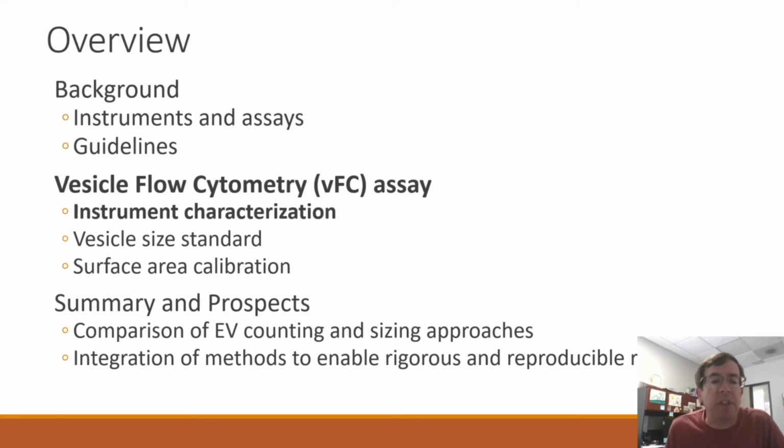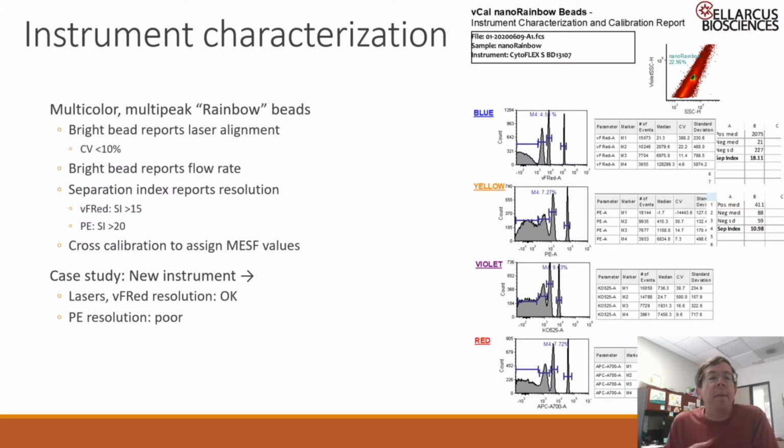So first, let's just say a couple words about instrument characterization, because all of assay performance will depend on a properly characterized and optimized instrument. And here, as for conventional flow cytometry, multicolor, multi-peak rainbow type beads are very useful. Your commonly available 8-peak rainbow beads will work. We've developed a set of 4 nano rainbow beads that are a little better tuned to the brightness range we'll encounter in EV analysis. And we use these beads to characterize several aspects of the instrument.